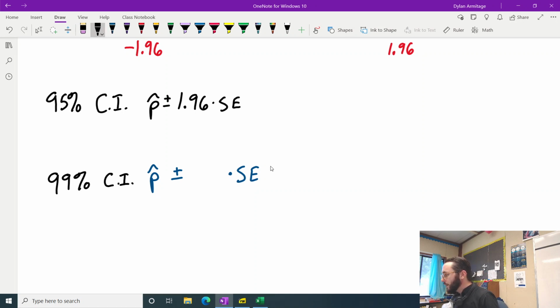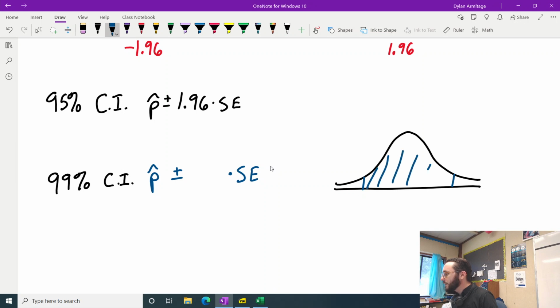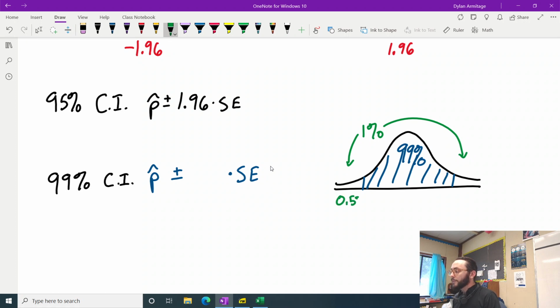Well, let's draw a quick picture. Here's our picture. If we're doing 99%, that means in the middle here is 99%. So outside of that is 1% in both tails. So that means each tail is 0.5%, or 0.005.